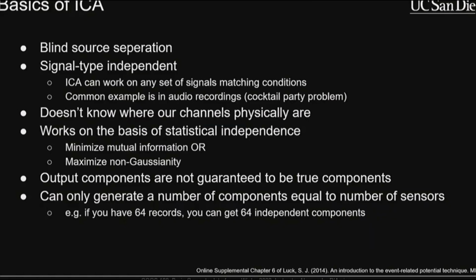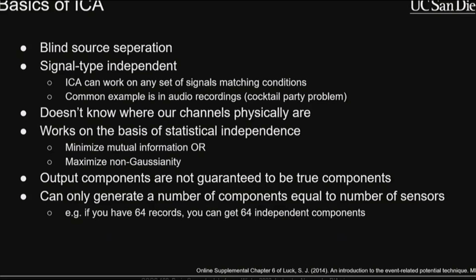So just some bullet point basics of ICA. It's a type of blind source separation. It's independent of the type of signals. So I mentioned the audio recording type of problem, which is the cocktail party problem. So it works well for audio. It works well with EEG. I'm sure if you had a bunch of sensors in the crust of the earth measuring seismic activity, it could work for that.